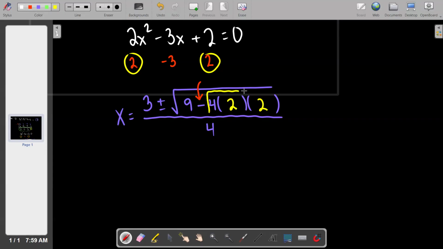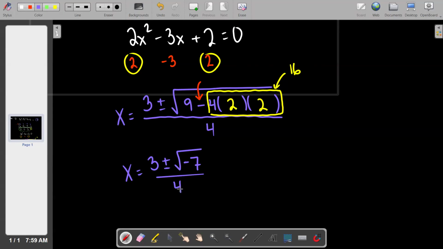We know that because the answer to this yellow box, even if you don't know what it is right away, you should know right away it's definitely bigger than 9, right? So 9 minus more than 9 equals negative. So what is the answer to the yellow box? 16. 4 times 2 is 8. Answer times 2 is 16. What is 9 minus 16? Right. So the answer in its current state is 3 plus or minus the square root of negative 7 over 4. And that answer is pretty close to done.